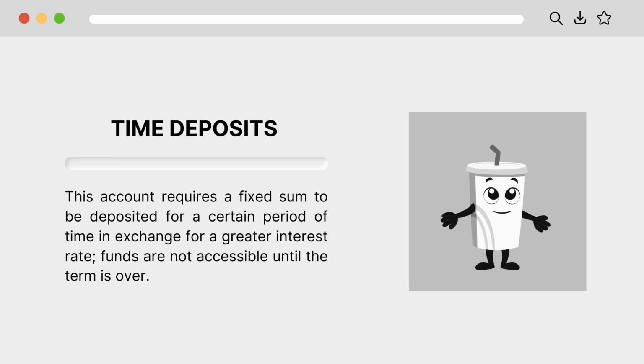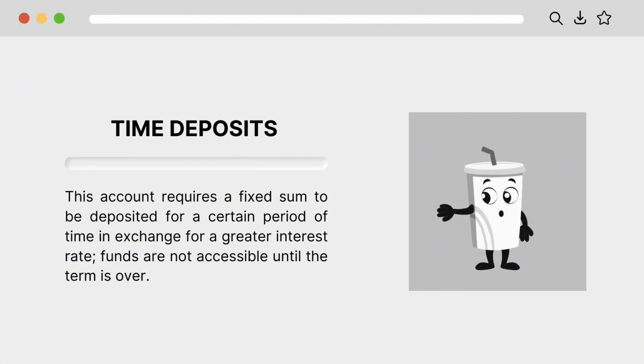Third, we have the time deposit account. This is an account where you deposit money for a fixed period of time. Let's say, for example, 6 months, 1 year, or even 5 years. In exchange for keeping the money in the bank for that period, the bank gives you a higher interest rate. You cannot withdraw the money before the agreed term without paying a penalty.